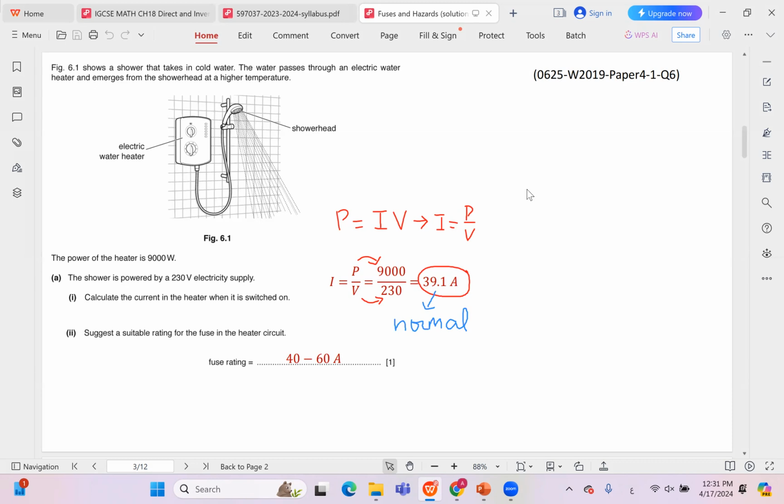In the marking scheme, they leave a lot of room for interpretation. Any value between 40 and 60 is considered correct. So if it's just slightly above the normal, if you decide to write 40, that would be considered correct. However, if you write something like 70 or 80, this is too much because the normal is 39. You should not have a fuse that will only blow if the current reaches 70. The current is too high above the normal rate, so it has to be somewhere between 40 and 60.